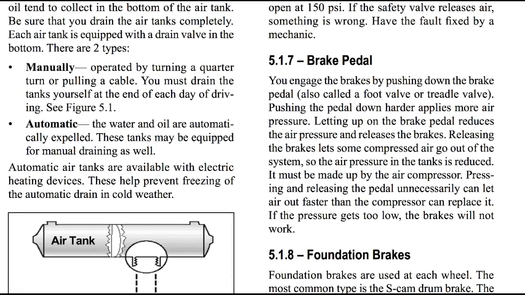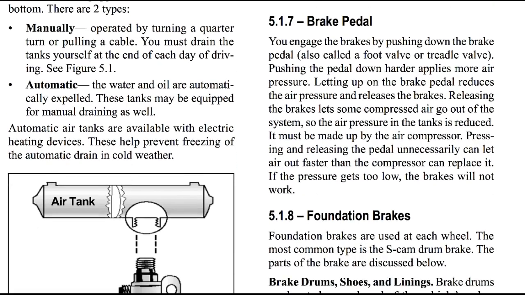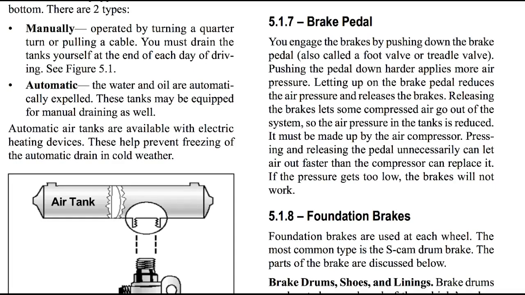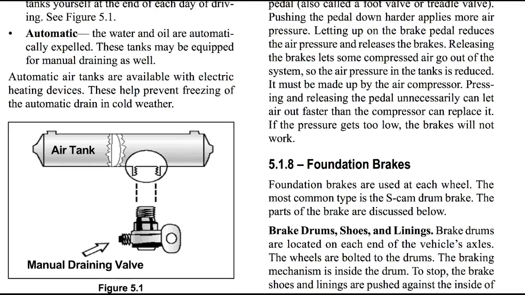Each air tank is equipped with a drain valve in the bottom, and there are 2 types, manual and automatic. The manual is operated by turning a quarter turn or pulling a cable. You must drain the tanks yourself at the end of each day of driving. See this picture. Now the automatic: the water and oil are automatically expelled. These tanks may be equipped for manual draining as well. Automatic air tanks are available with electric heating devices. These help prevent freezing of the automatic drain in cold weather.